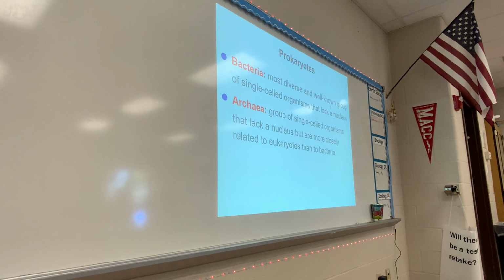Alright, so there are two types of bacteria: there's bacteria and then there's another group called Archaeobacteria. Bacteria is the most diverse and well-known. It's single-celled organisms that lack the nucleus. And then Archaeobacteria, they are related to bacteria, but they're a little bit weird. They still don't have that nucleus. But they're a type of bacteria that actually survive in weird places.